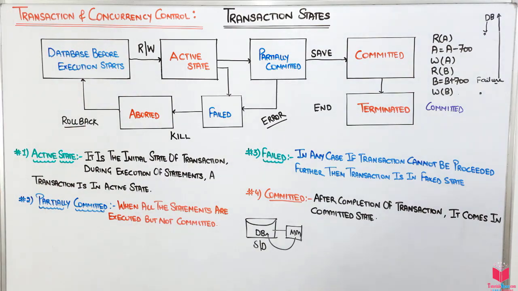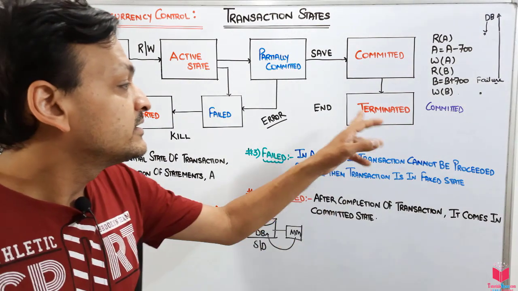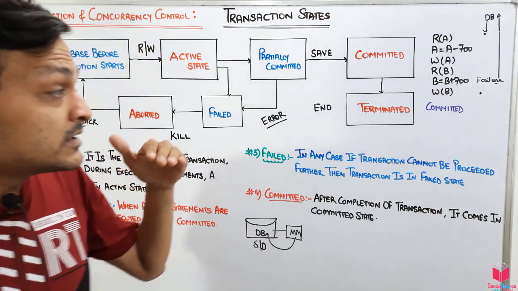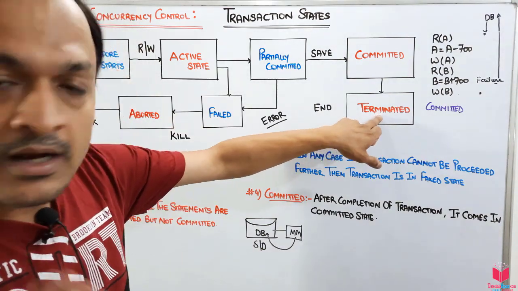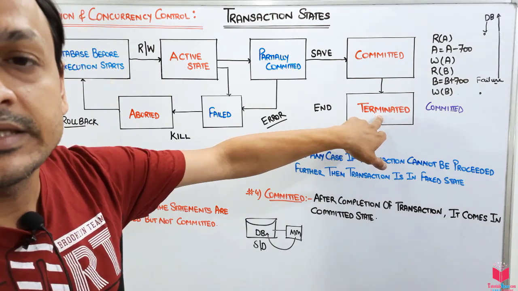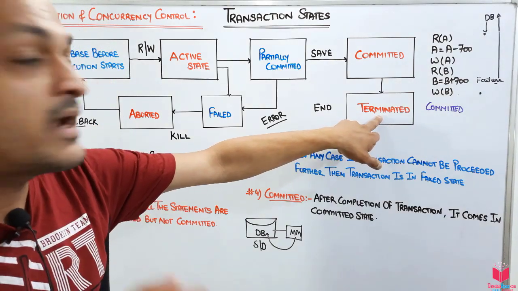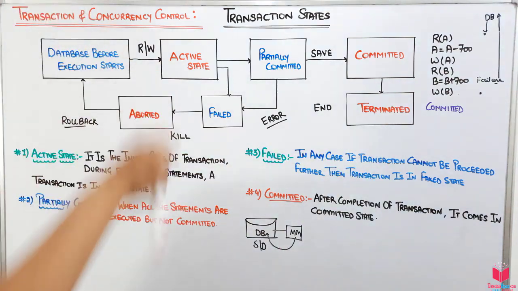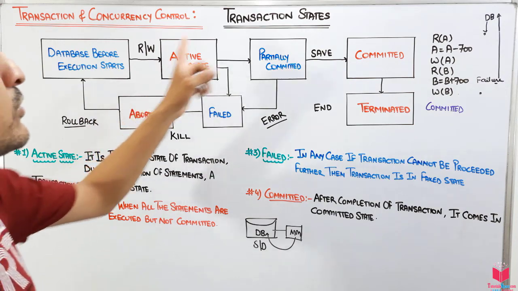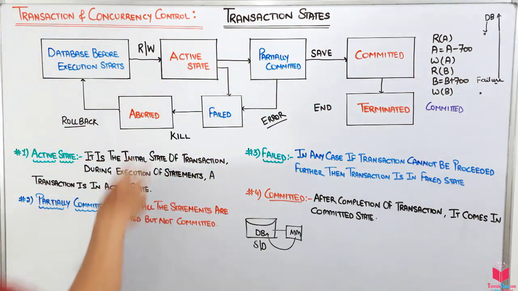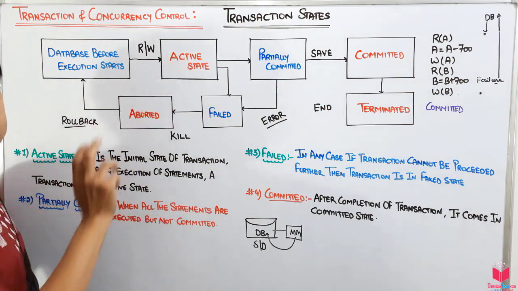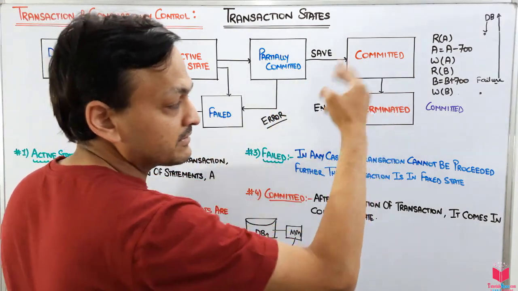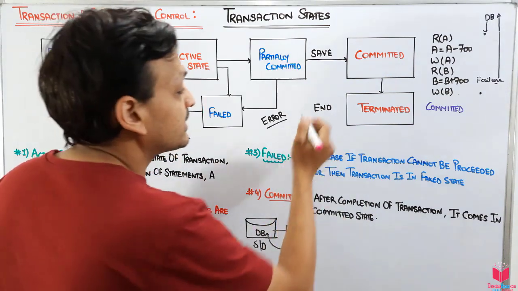Okay guys. Then after that, once everything is done, we go to the terminated state. That means we have completed our work. We have completed our transaction and ended it, by terminating the transaction. So this is all about how a transaction moves from one state to another and on what basis. From read and write operations, it starts the transaction, on the basis of saving we do the commit, and when the transaction ends, we terminate it.